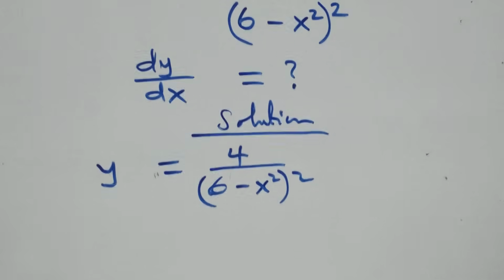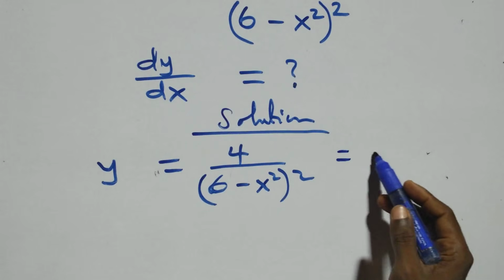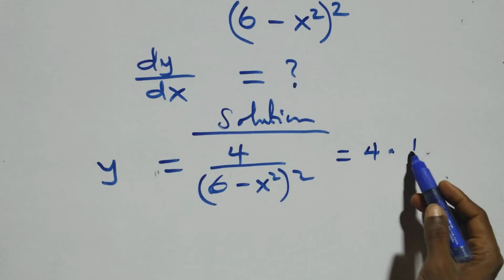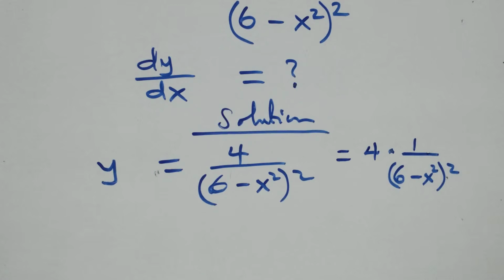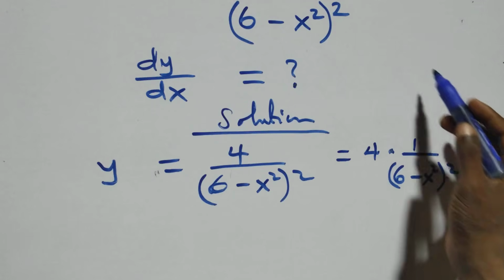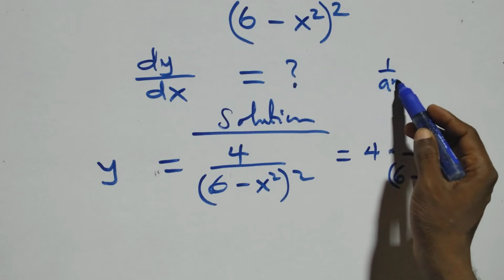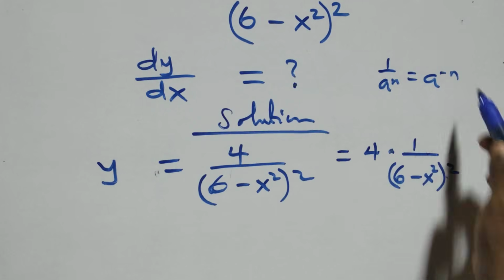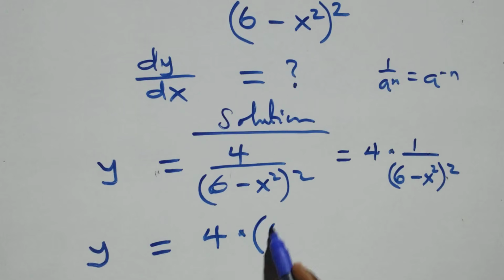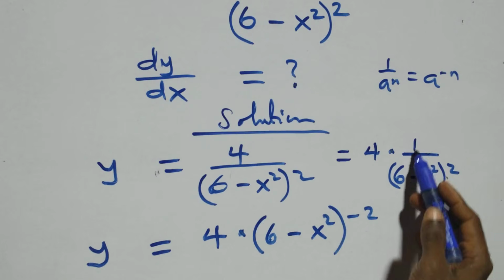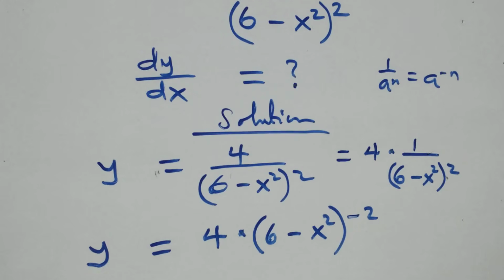We can write this as 4 multiplied by 1 divided by (6 minus x squared) all squared. And 1 over a raised to power n is the same thing as a raised to power minus n. So we can rewrite this, and it becomes y equals 4 times (6 minus x squared) all raised to power minus 2.